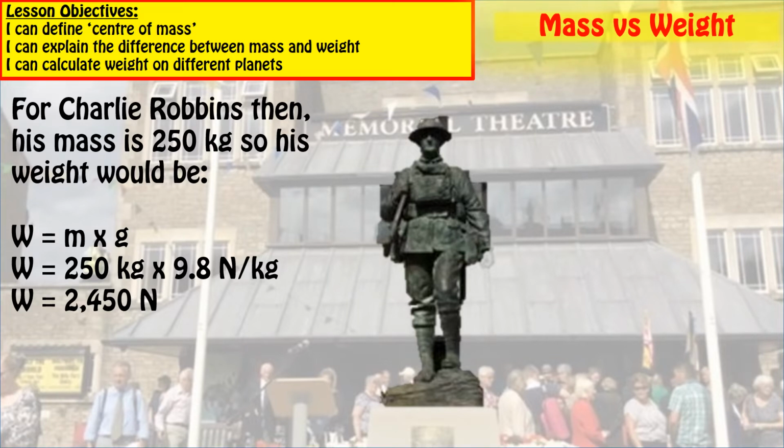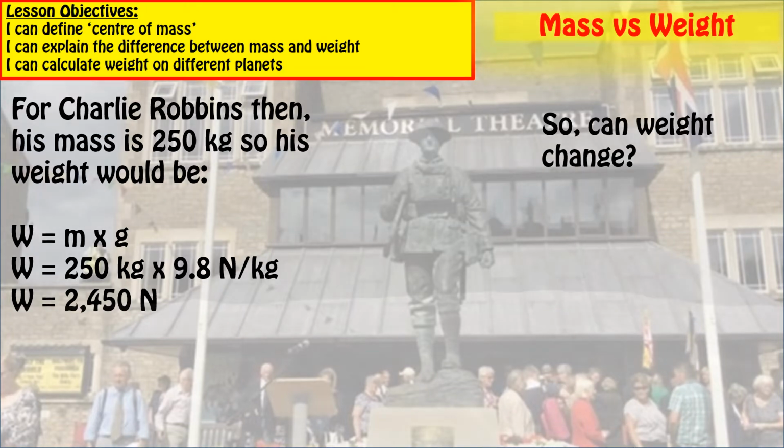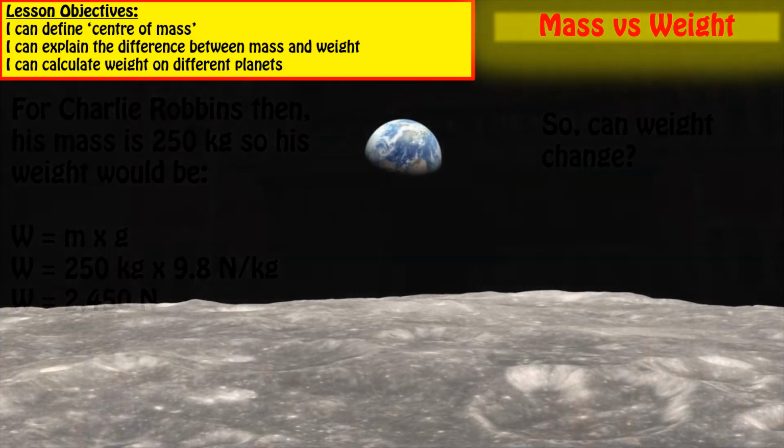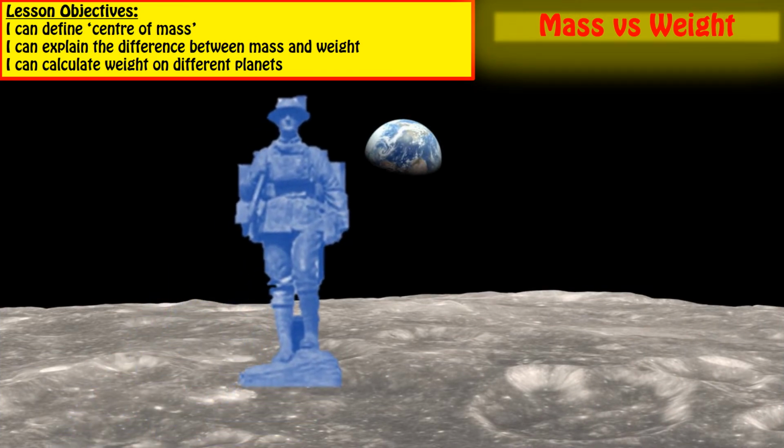So weight is mass times gravitational field strength. So we can say Charlie Robbins has a mass of 250 kilograms, or a weight of 2,450 newtons. Where did he go? Charlie Robbins has gone off to the moon. Now remember a minute ago, mass didn't change. If he was 250 kilograms on the Earth, then he was 250 kilogram mass on the moon.